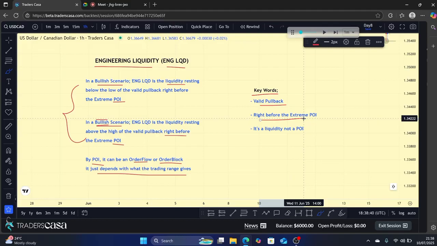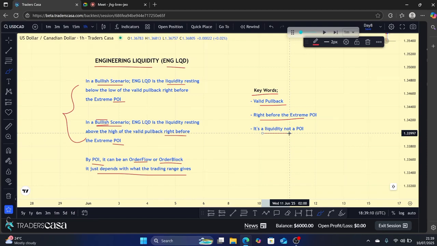That's very important. Finally, engineering liquidity is a liquidity, not a POI. I find some people marking the engineering liquidity as a point of interest or a zone, but it's not a zone. You can just draw a line, the way we mark inducement. Let's say it's a valid pullback high, just draw a line at the high, and the liquidity resting above that high, that buy side liquidity, is what we call the engineering liquidity, as long as it's right before the extreme POI.